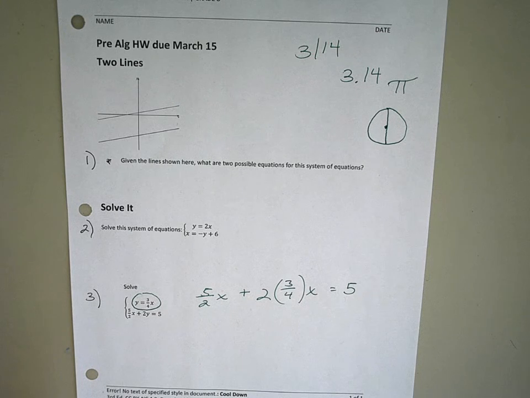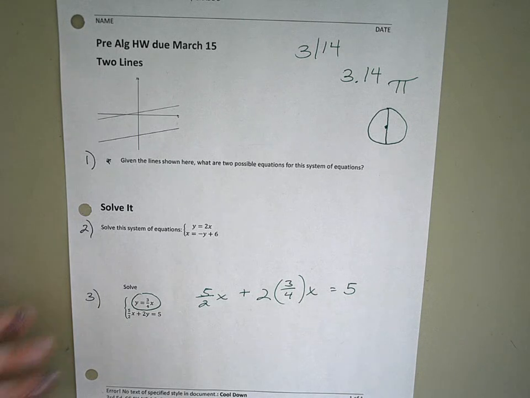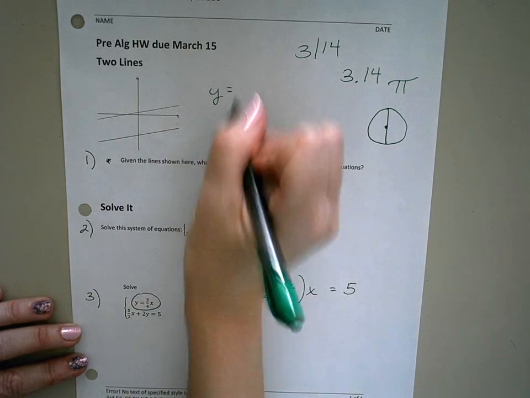All right, so let's look at number one. Given the lines shown here, what are two possible equations for this system? Okay, well, I see they're parallel. If they're parallel, it means they're never going to intersect, which means their slope needs to be the same. Okay, so y equals, y equals.